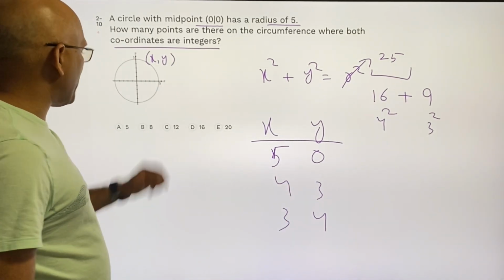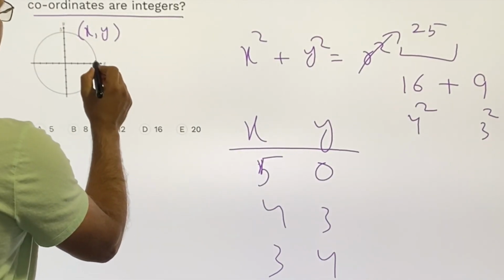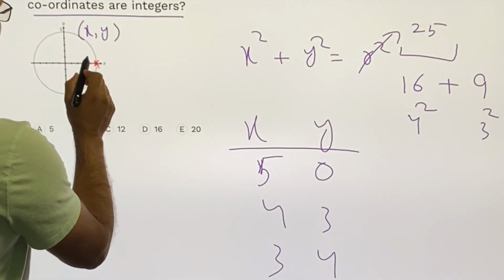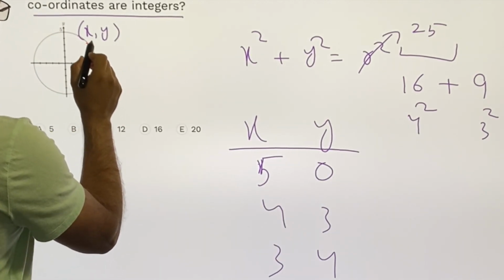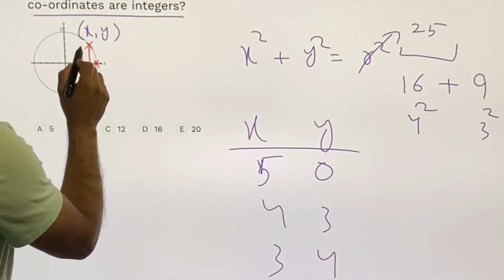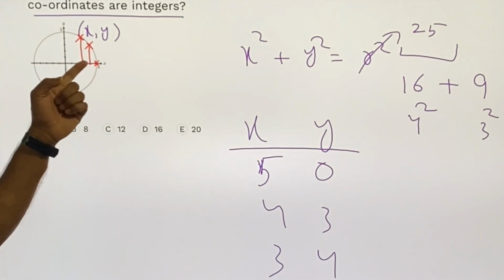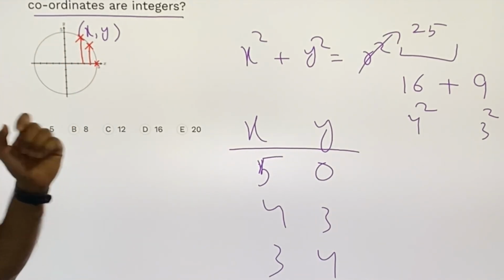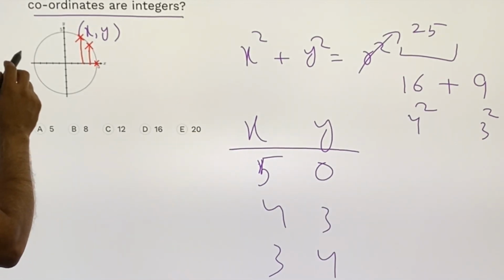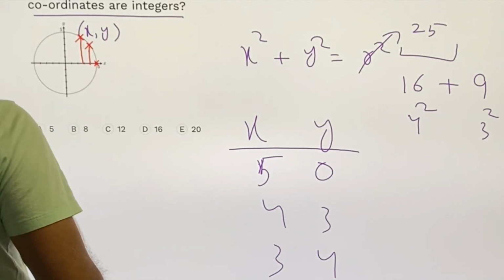So let me draw these points here. So one is going to be 5, 0. So 5, 0 is already here. 4, 3: 1, 2, 3, 4, and then this is going to be another point. 3, 4: 1, 2, 3. So these are the 3 points on the first quarter whose coordinates are going to be integers, and these are the coordinates. Similarly, as you can imagine, there are going to be 3 points on this quarter. Let me draw those.